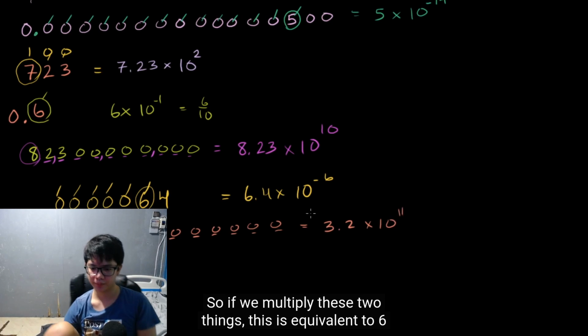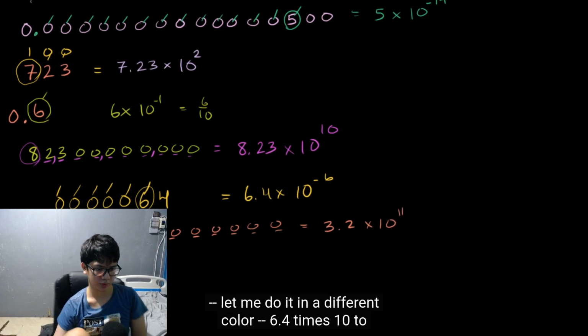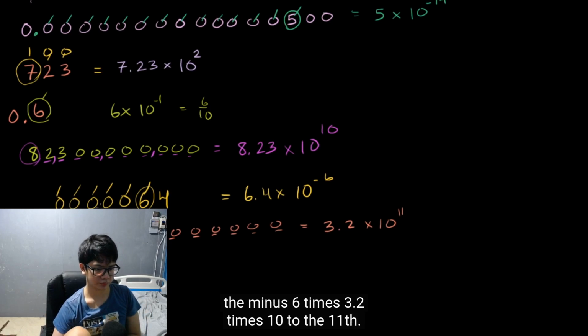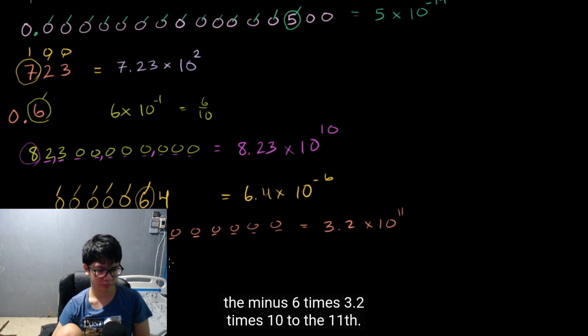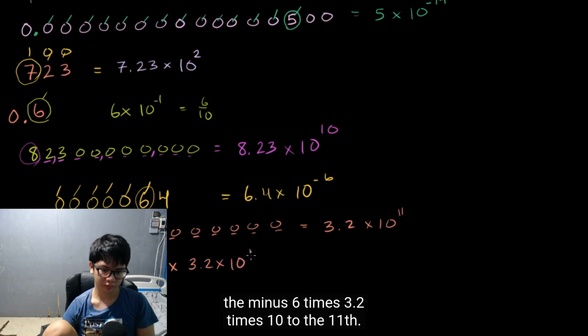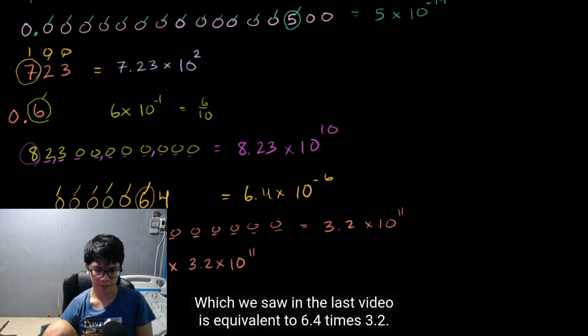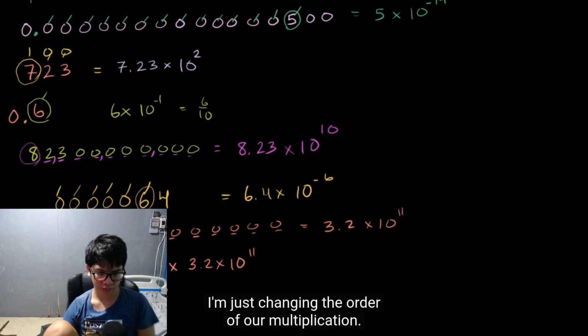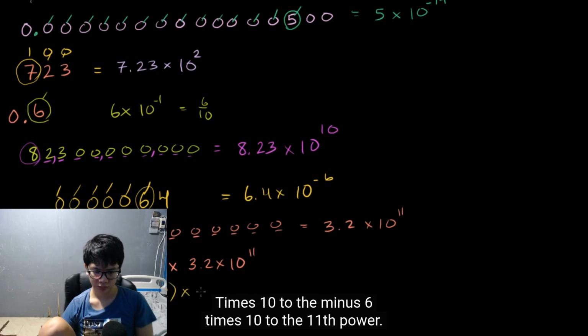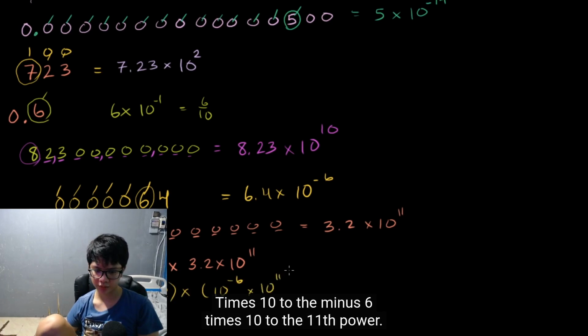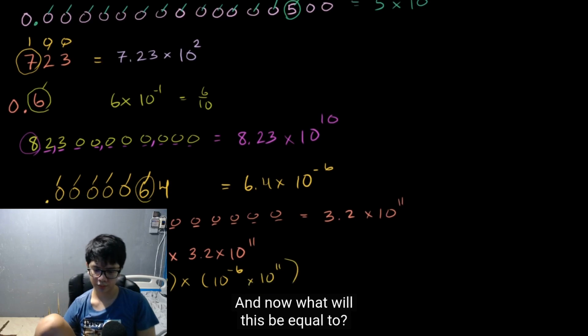So if we multiply these two things, this is equivalent to 6.4 times 10 to the minus 6 times 3.2 times 10 to the 11, which we saw in the last video is equivalent to 6.4 times 3.2. I'm just changing the order of our multiplication. Times 10 to the minus 6 times 10 to the 11th power. Now what will this be equal to?